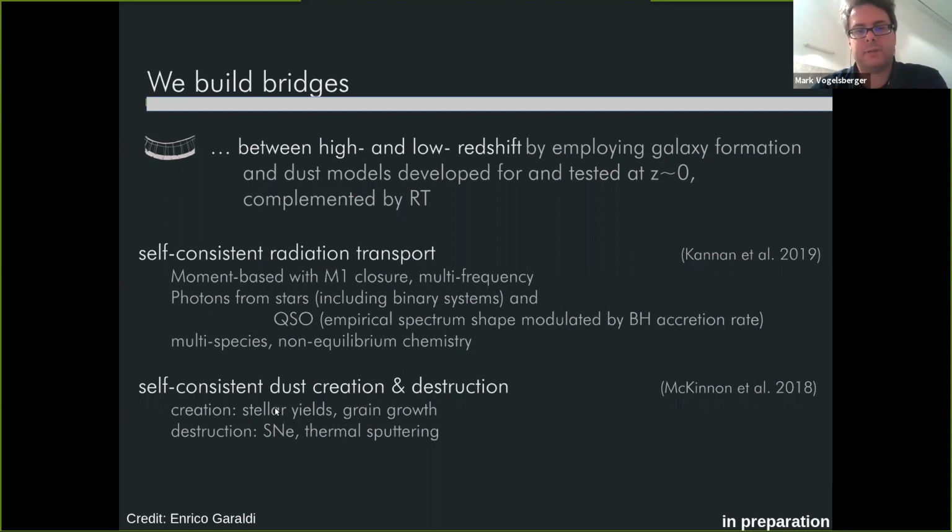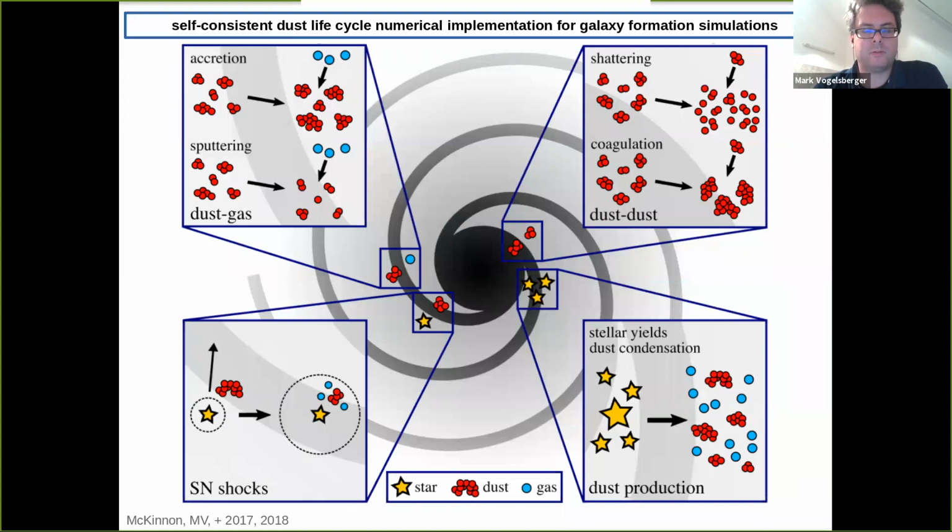And then we also have a self-consistent dust model that tracks the creation of dust, the destruction of dust, all the growth aspects of dust, and also the interaction of the radiation with the dust. That's also incorporated. That model was originally developed by a graduate student at MIT, Ryan McKinn, and both of these have been put together in these simulations. As I said, we're still working on that, and cannot show you too many results yet.